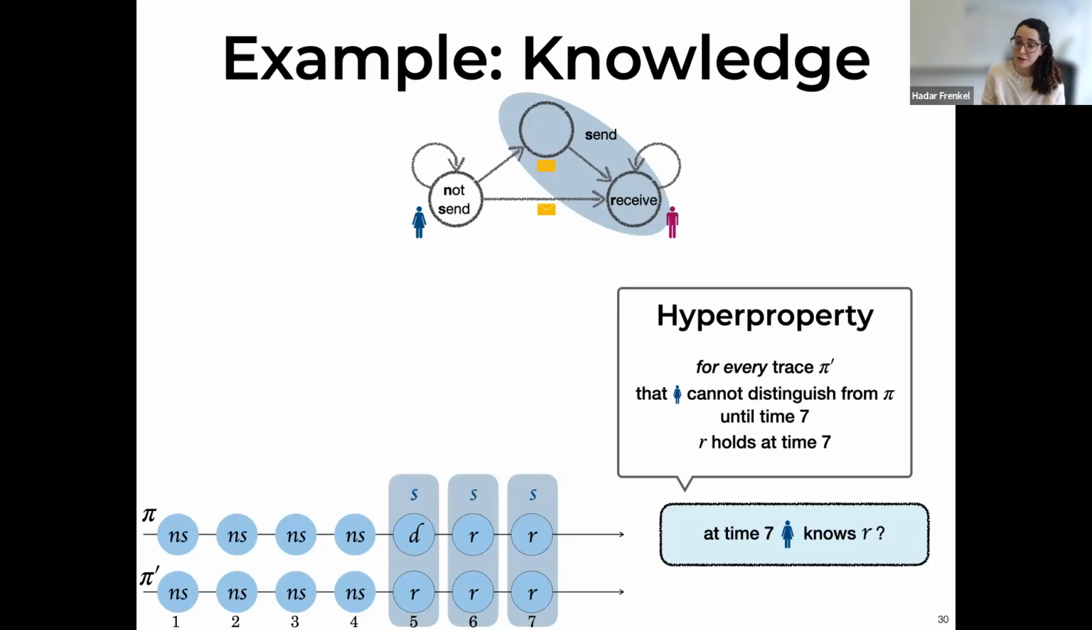So this is very informal, but in order to verify or specify these properties, we actually need a logic that allows us to say these properties in a formal way. And the logic is hyper LTL. So I'm going to introduce hyper LTL. It will be a bit technical.